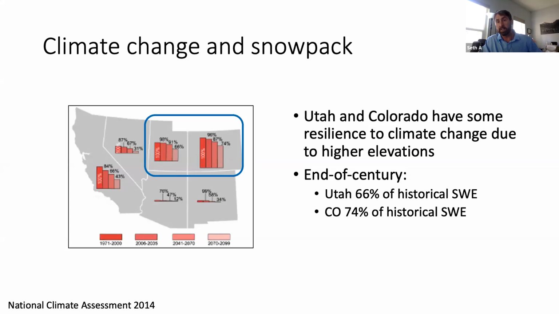And that's due to the relatively higher elevations of both of these ranges, especially Colorado. By the end of the century, Utah is projected to see about 66% of historical snow water equivalent, and Colorado is projected to see about 74% of historical snow water equivalent.